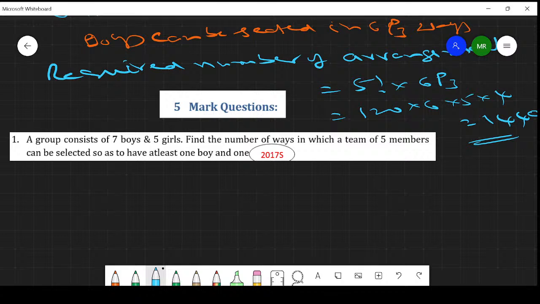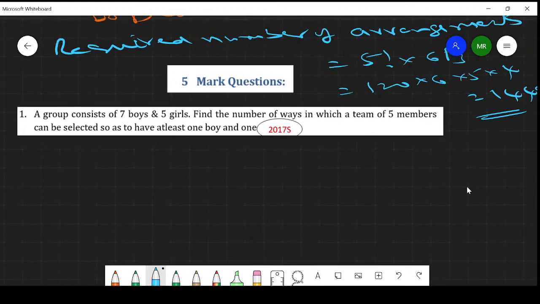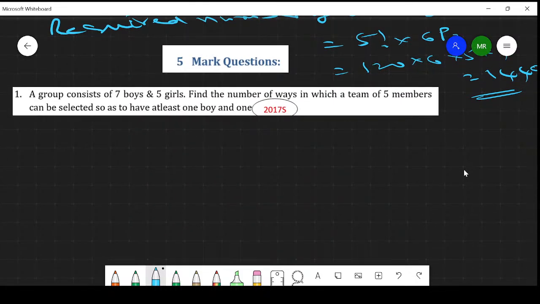You can see now what they are asking: a group consists of 7 boys and 5 girls. Find the number of ways in which a team of 5 members can be selected with at least one boy and one girl. They are saying at least one boy and one girl you should select.